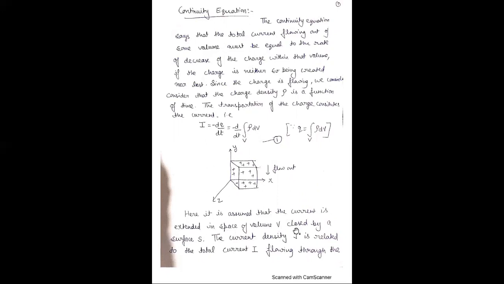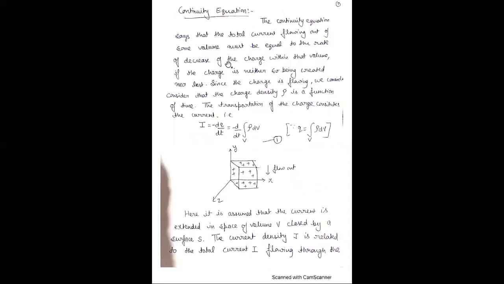Here it is assumed the current is extended in space of volume V, enclosed by surface S, with current density J. Here we use that current density is related to the total current, and the current flowing through a surface is I equal to the closed surface integral of J dot dS. J is the surface current density.